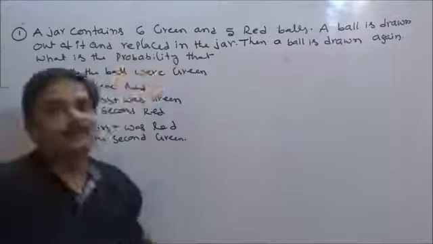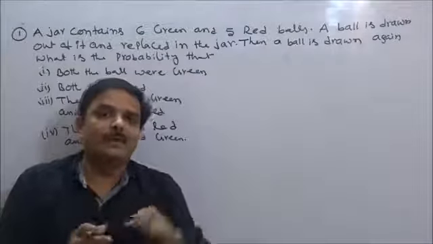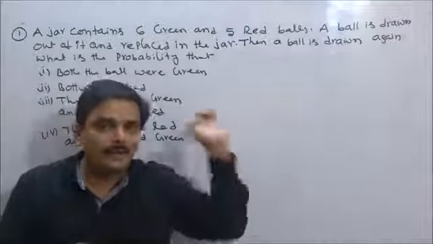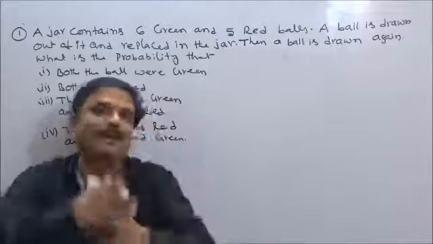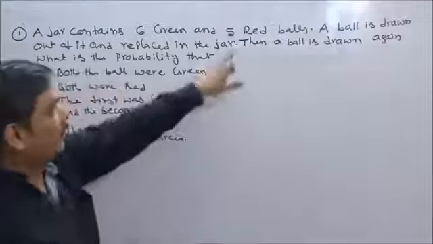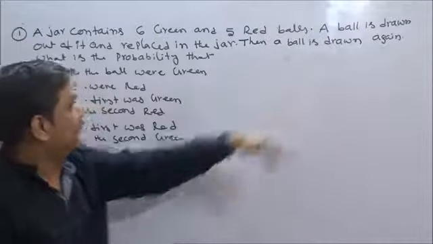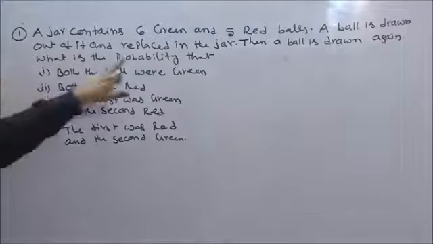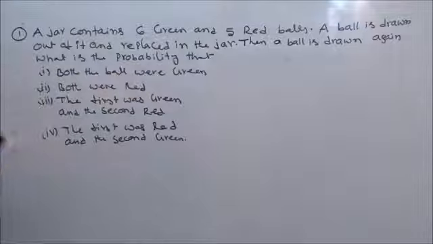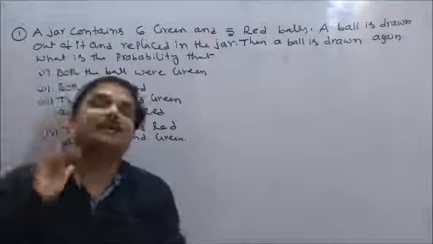Now you see here, this is a little different question. A ball is drawn out, then replaced. After that, one more activity had been done. What is that? Then a ball is drawn again. One more time, right? Ball is drawn again. What is the probability that they ask the questions based on 4 different cases here?